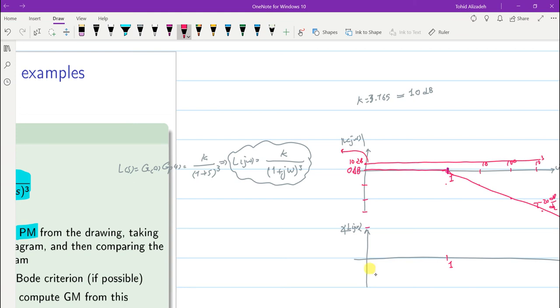This 10 dB stands for K, where K is equal to 3.165. When we have K equal to 10, we will have 20 decibels indeed. So depending on case A or B, here we have K equal to 10 or 20 decibels.